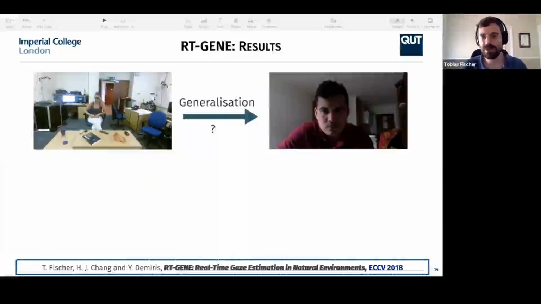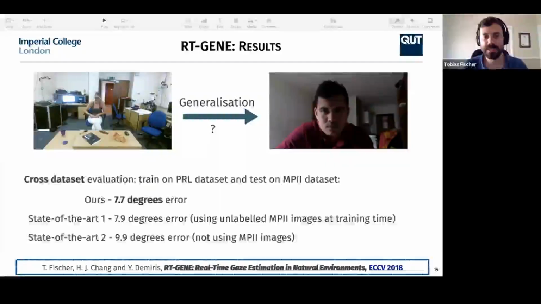This is what I've just said qualitatively. We can also show it quantitatively. What happens if we train a deep net on our data set and then just apply it without any fine-tuning on images that are captured from a laptop camera? We see that ours again outperforms the state of the art by quite a margin: 7.7 degrees compared to 9.9, where those particular images were never seen in the data set.